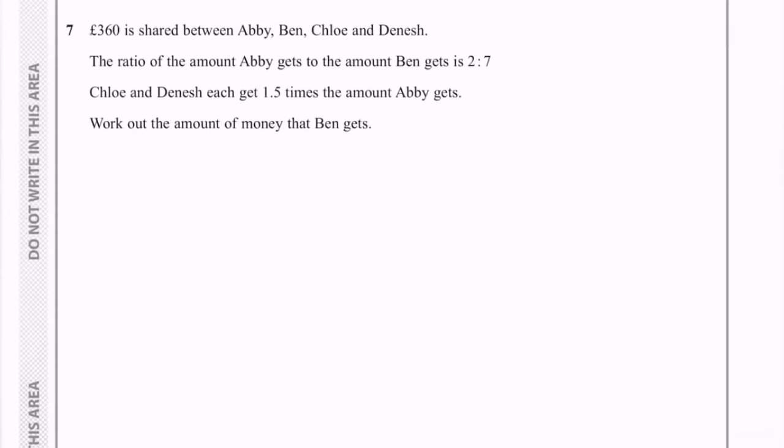Right, question 7, we've got some ratios. So £360 are shared between these 4 people. It gives us a ratio of the amount that Abby gets to the amount that Ben gets. So that's important there. The amount that Abby gets to the amount Ben gets is 2 to 7. And it says Chloe and Dinesh each get 1.5 times the amount that Abby gets. So let's have a look. We've got Abby, Ben, Chloe and Dinesh. Now Abby and Ben get theirs in the ratio 2 to 7.